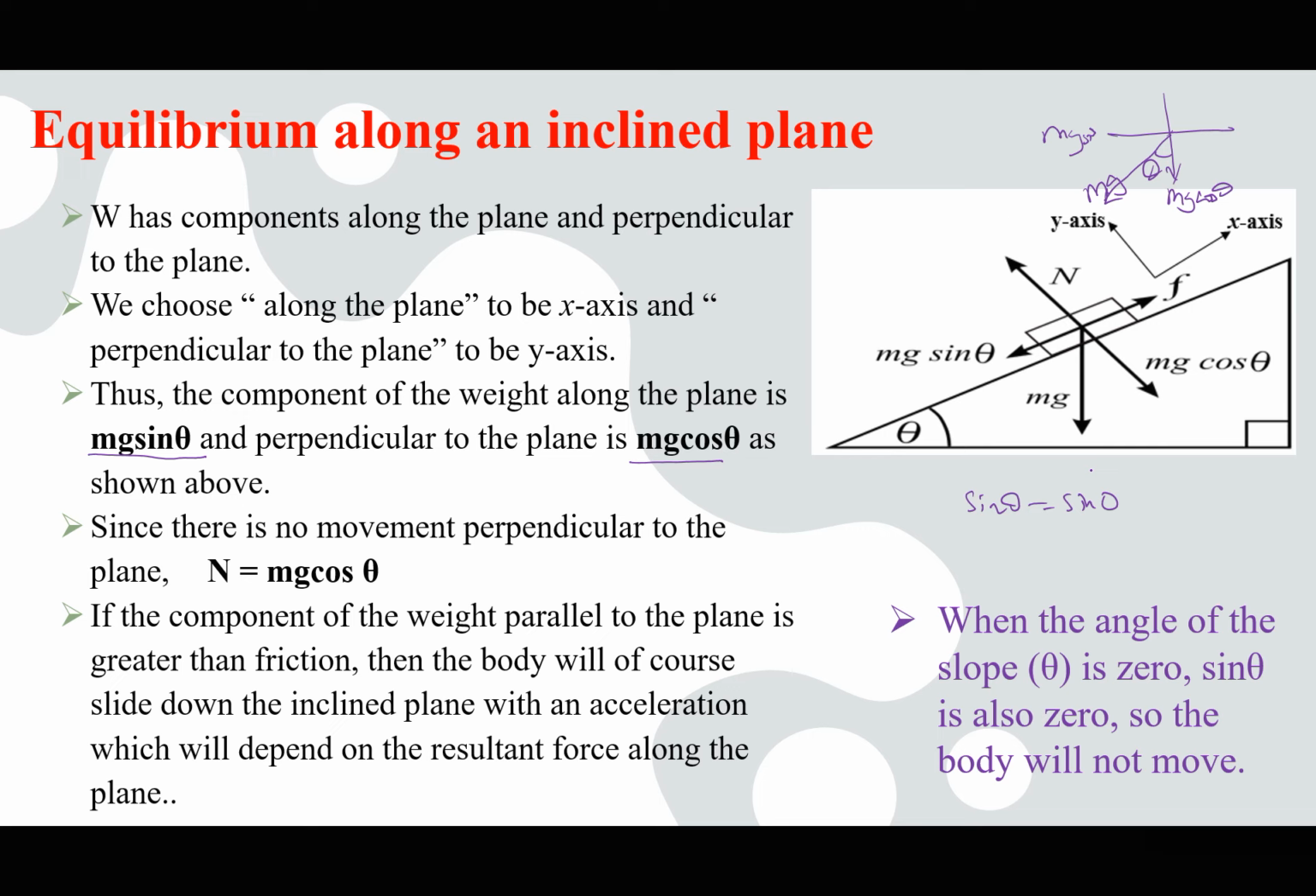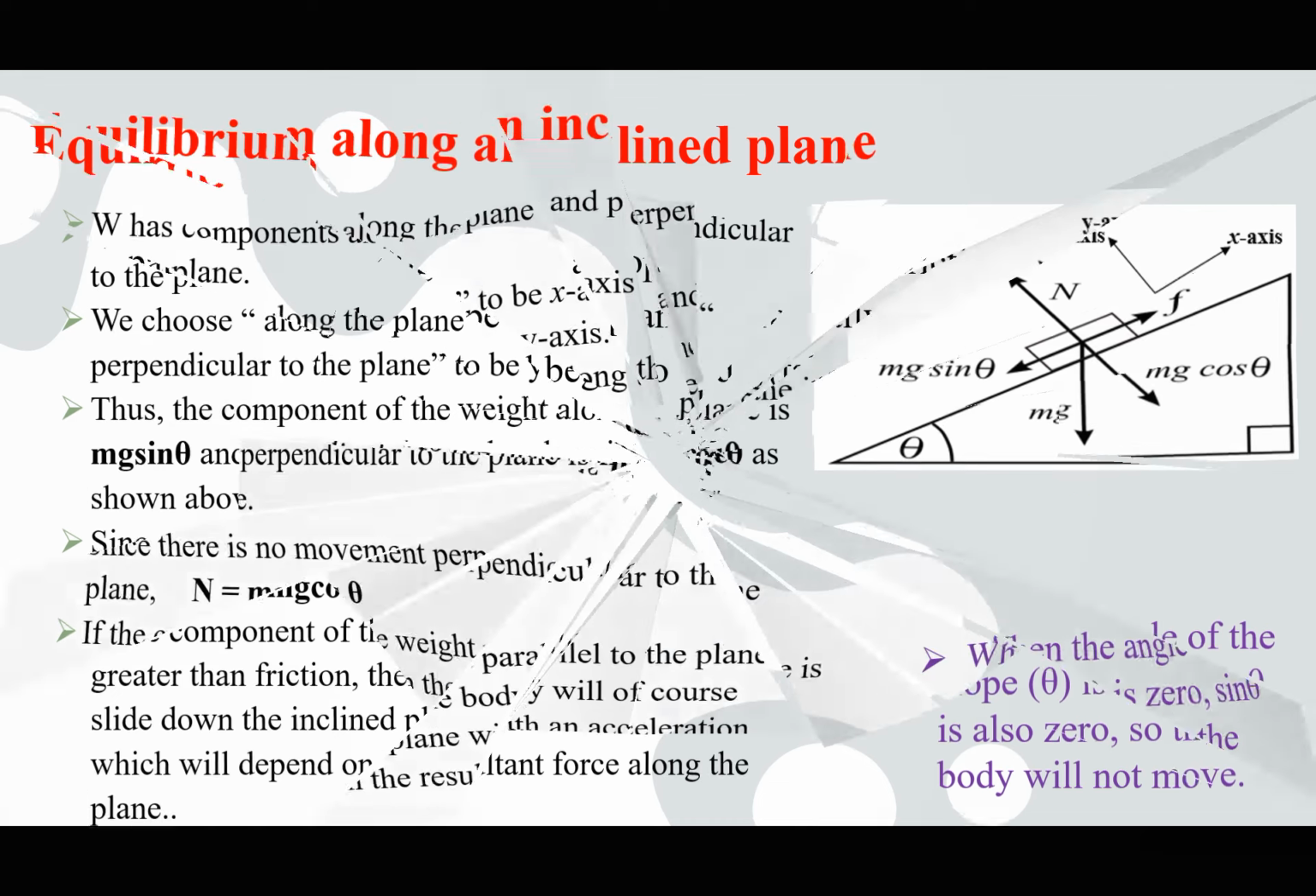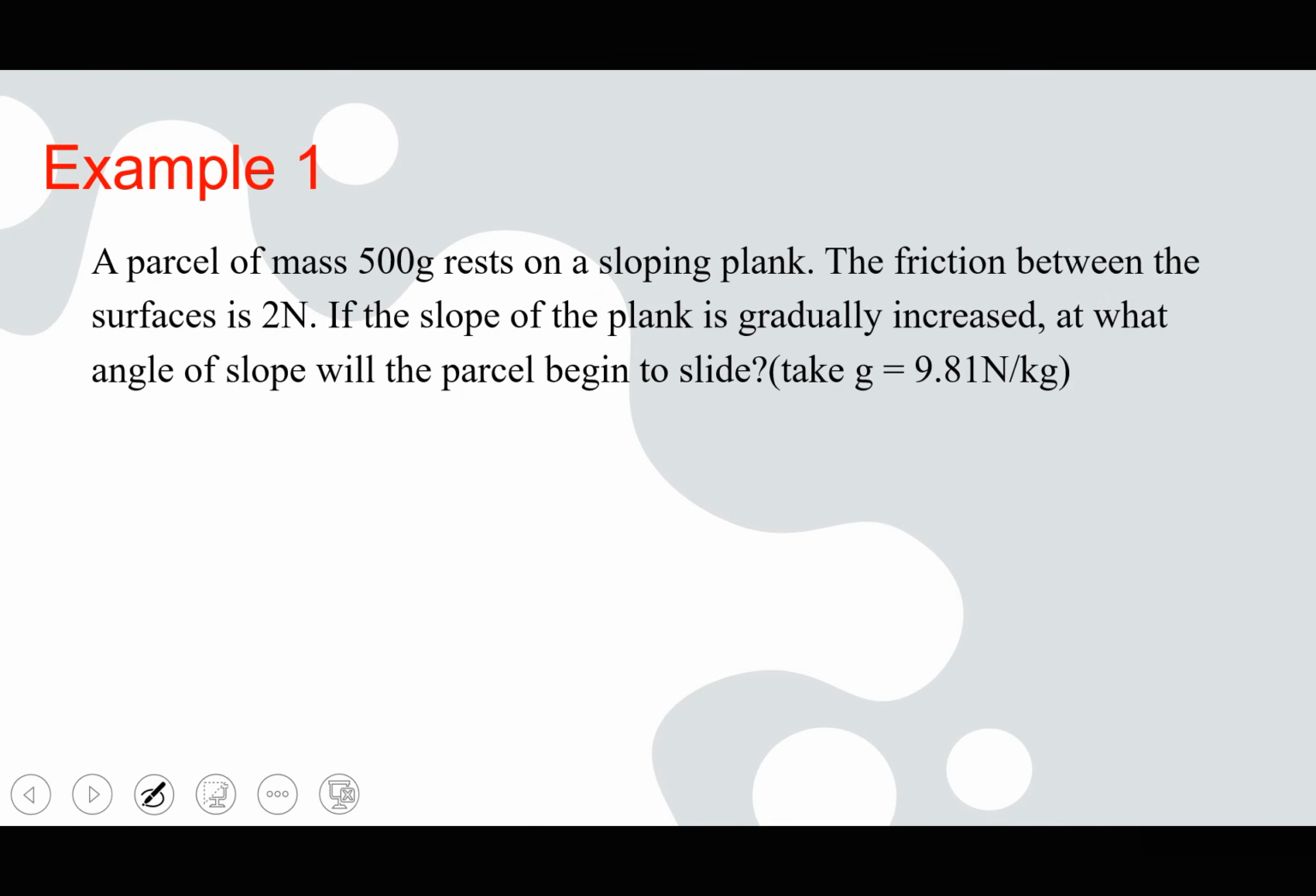So the best way to understand this is by doing an example so that we know what we are really talking about. So let's consider a simple example like this one. A parcel of mass 500 grams rests on a sloping plank. The friction between the surfaces is 2 newtons. If the slope of the plank is gradually increased, at what angle of slope will the parcel begin to slide?